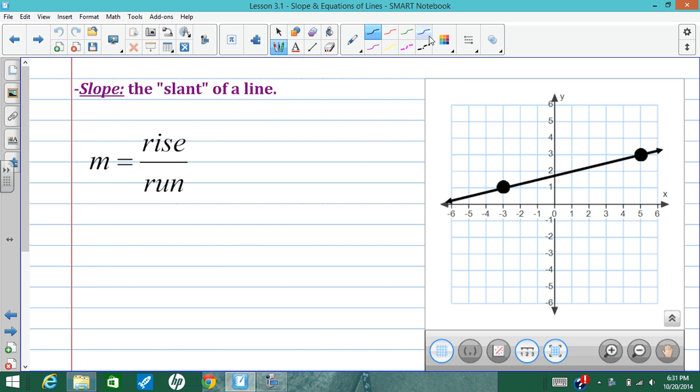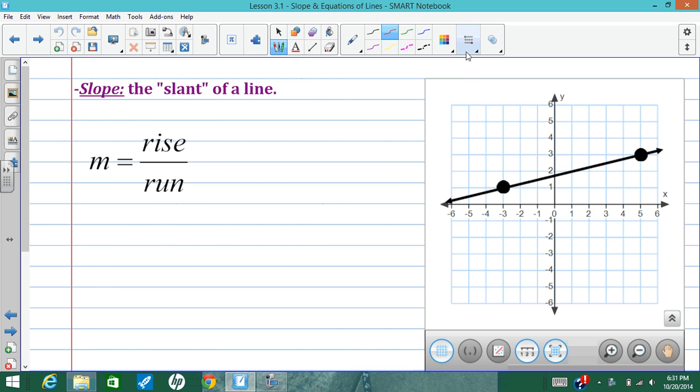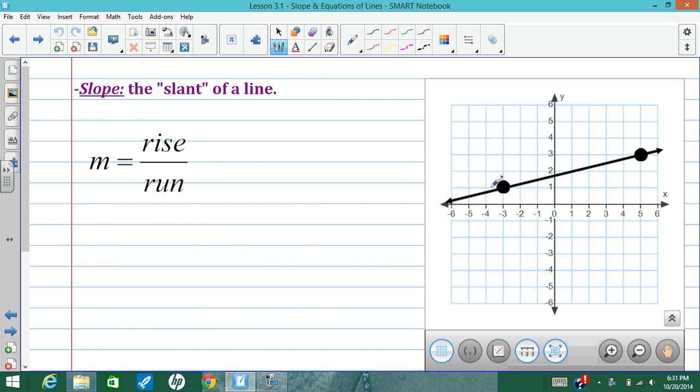So the first thing we need to know is what slope is, and slope is the slant of a line. Sorry, I'm trying to get my pen going here. If we look at this line over here and we want to describe how slanted it is, we're talking about the slope of the line. So one thing we can do is find 2 points on the line, which I made here kind of big so that it stands out.